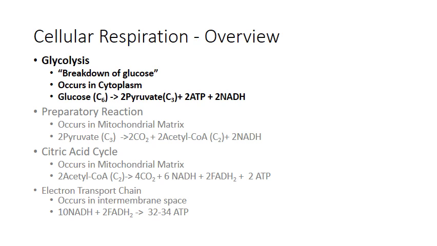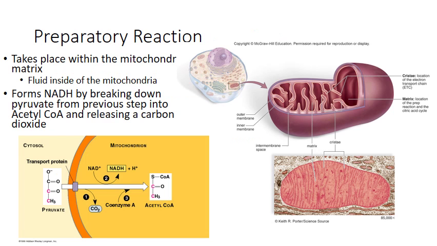So there's 4 steps. We just went over the first of the 4 steps. So now we're going to take some of the products from the first step and feed them into the second step. So now we have the preparatory reaction. Here we're going to take the pyruvate from glycolysis, and we're going to break it down into this acetyl-CoA.